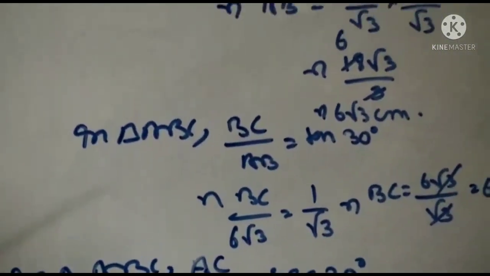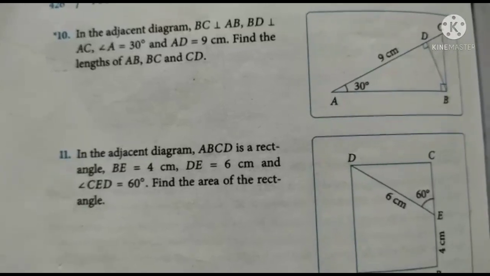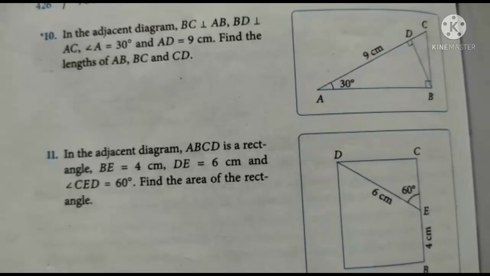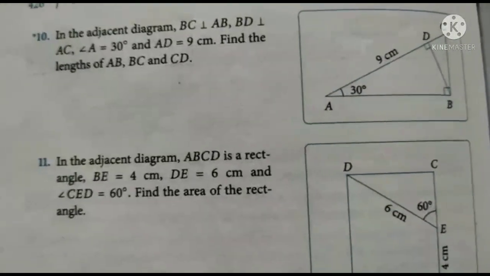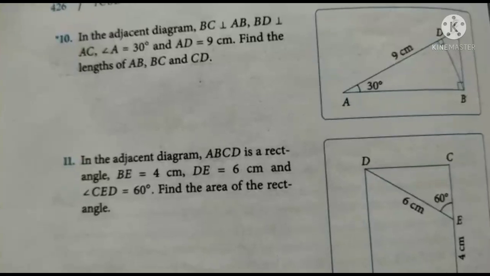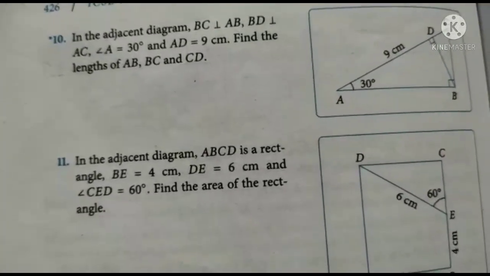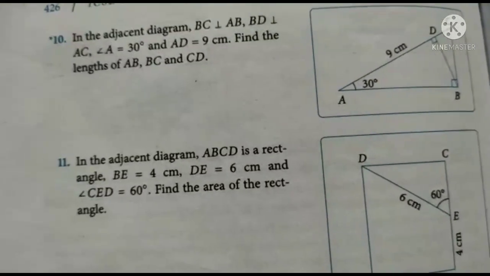Now let's move to the next solution. Now let's see what question number 10 tells. The question tells us that in the adjacent diagram, you can see on the left hand side and the right hand side, it is given to find the length of AB, BC and CD. So these three lengths you have to find out.